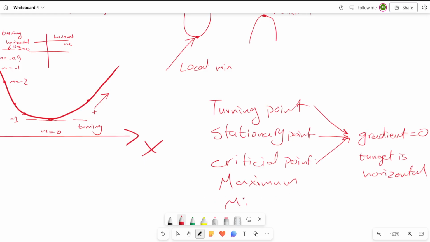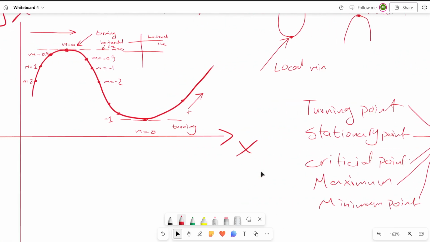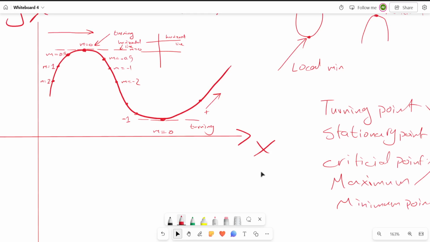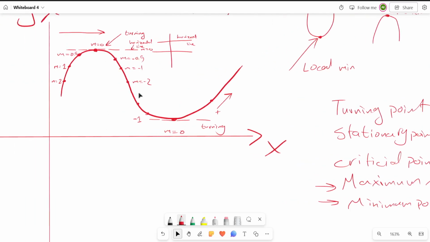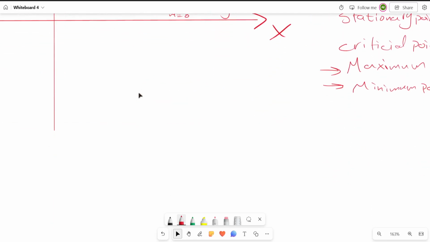or a minimum point. This is another name which is more specific. It also decides the nature of the turning point. Is it like this or is it like this? So let's see how we can find those turning points and classify them as maximum or minimum, because they're important in the sense that they help us to sketch the graph, and they help in other applications as well.